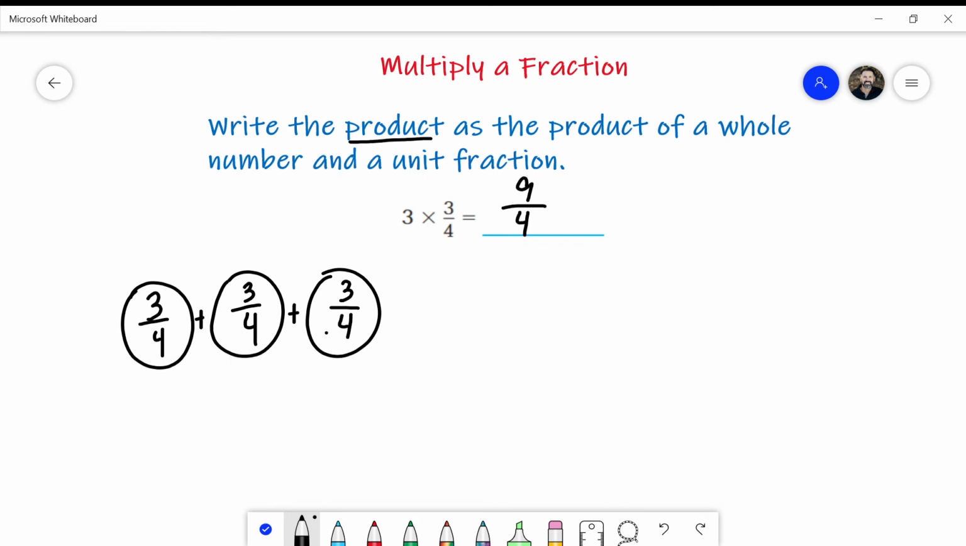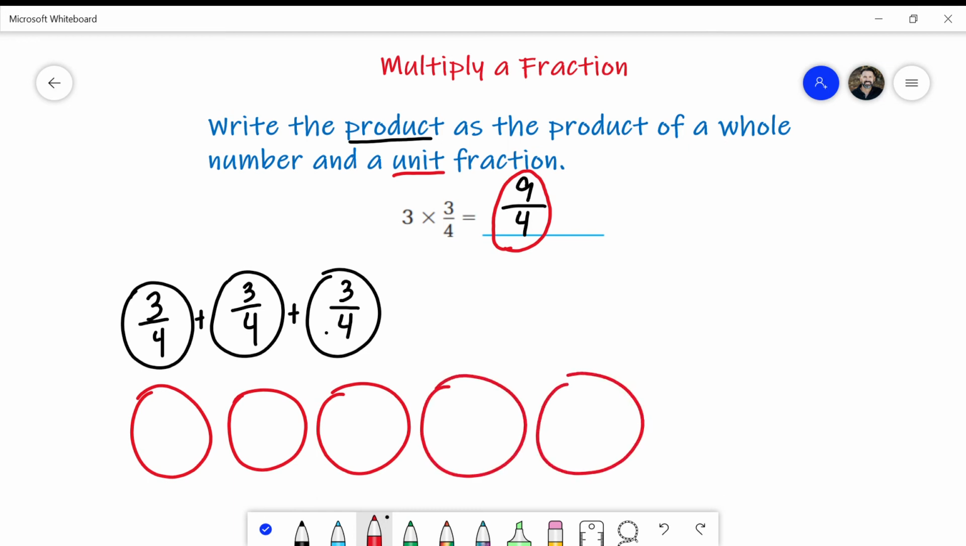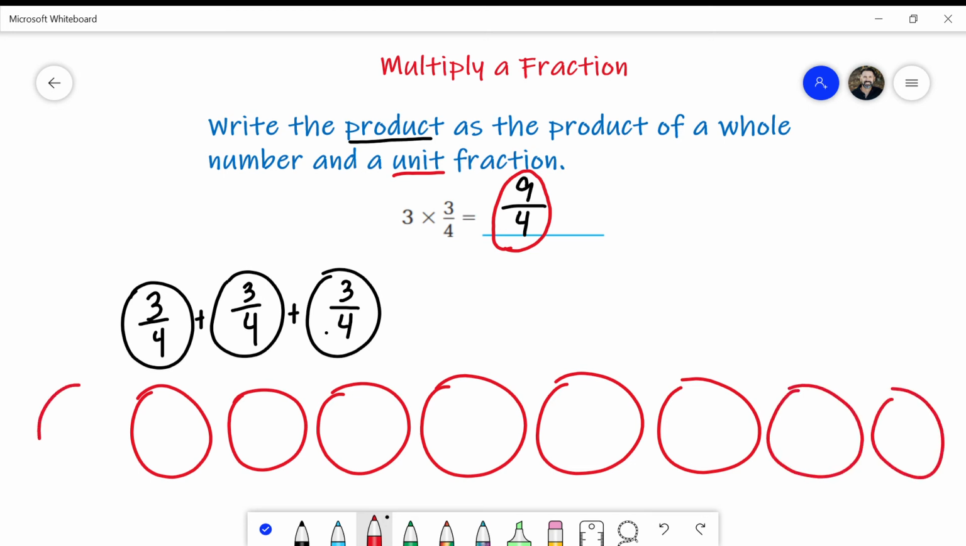They want us to write it down as the product of a whole number and a unit fraction. So what they want us to do is take this product and break it apart into individual pieces, unit fractions, right? The numerator has to be a 1, but right now it's a 9. So just keep in mind what the denominator is. I have fourths. I'm going to make 9 groups because I have 9/4. So 1, 2, 3, 4, 5, 6, 7, 8, and put it over here, 9.